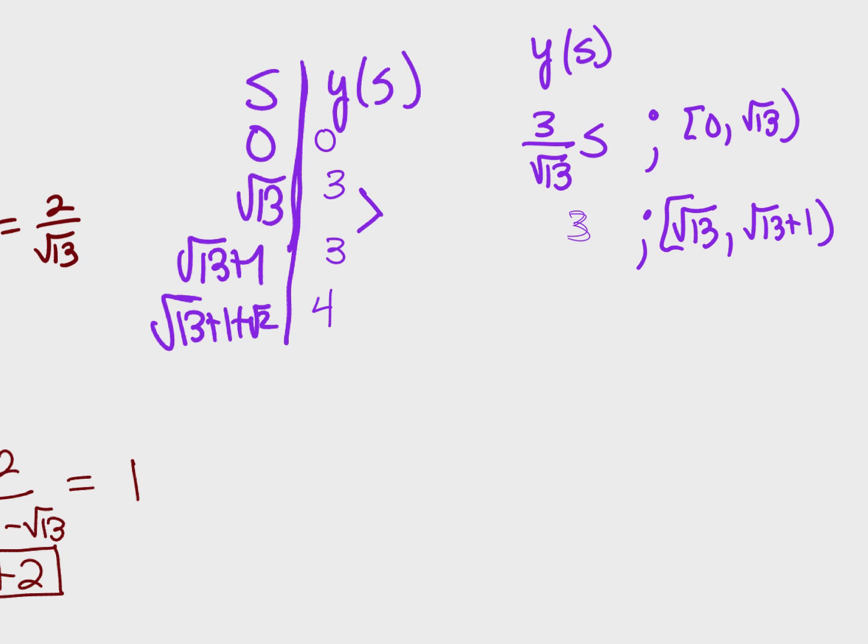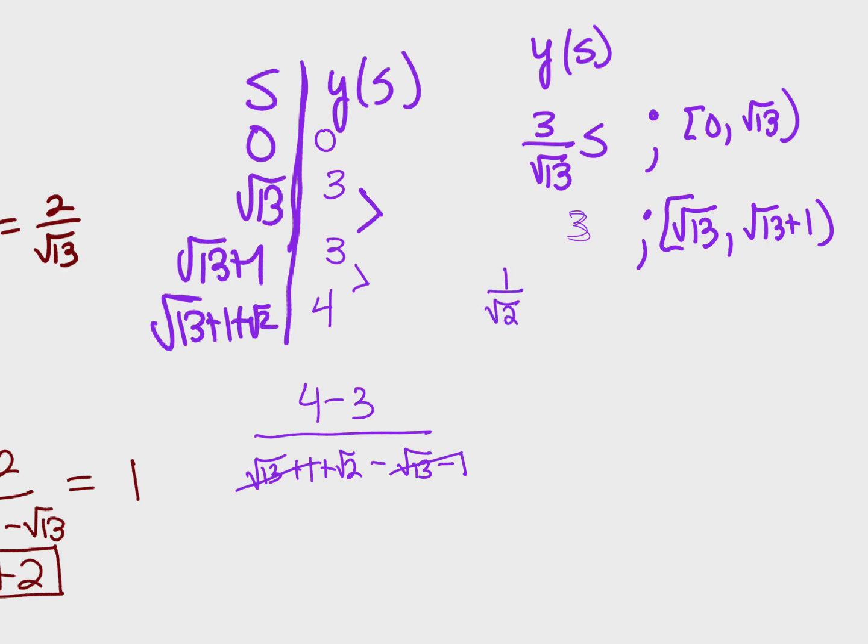Okay, so now we're going to have to do this last piece. If we go to find the slope of that one, we're looking at 4 minus 3 over square root of 13 plus 1 plus square root of 2 minus square root of 13 minus 1, because I'm going to distribute that 1. So what does our slope end up being for this piece? 1 over the square root of 2. Yeah, all this stuff goes away, and we end up with 1 over the square root of 2.